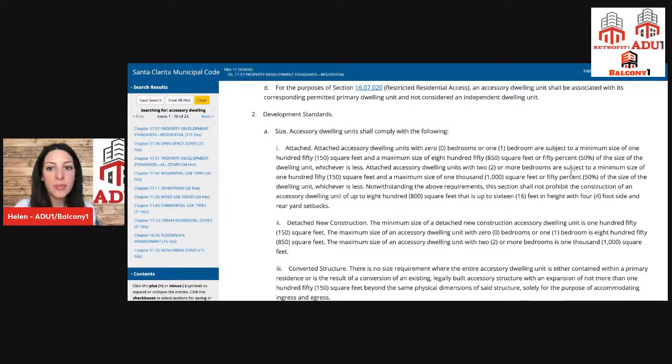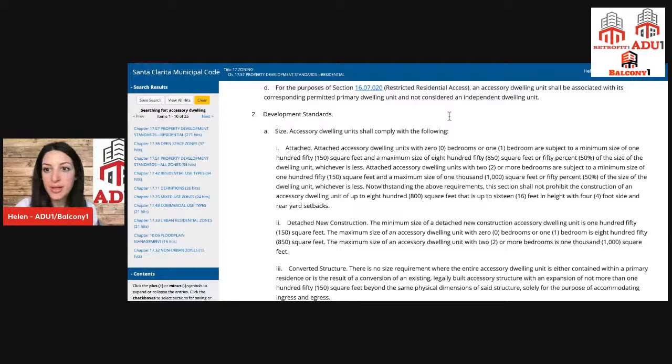You are permitted up to 1,000 square feet or 50% of the size of the home, whichever is less. So if you have a 1,500 square foot house and you want to do new construction and attach it to the home, your max is 750 square feet. If you have a 3,000 square foot home, the max you can do for attached is 1,000 square feet.